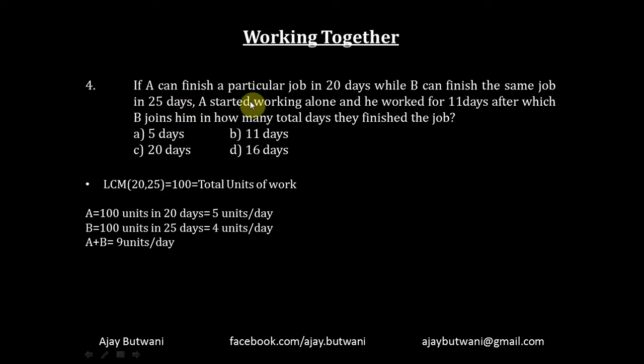Now A started working alone and worked for 11 days. What is the speed of A doing the work? 5 units per day. And with this speed of 5 units per day, for how many days is he working alone? 11 days. That means how many units has he completed alone?